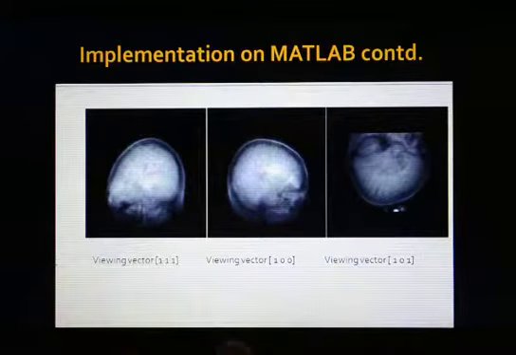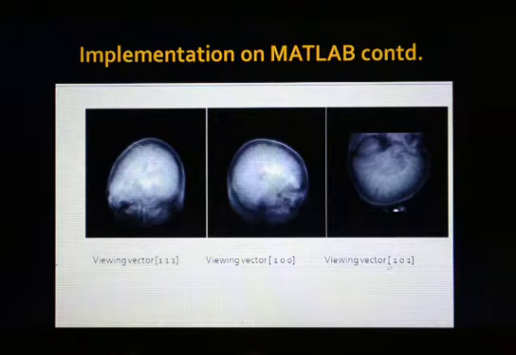As we can see, this is the result. Here the viewing vector is 1, 1, 1. Here the viewing vector is 1, 0, 0. And here the viewing vector is 1, 0, 1.